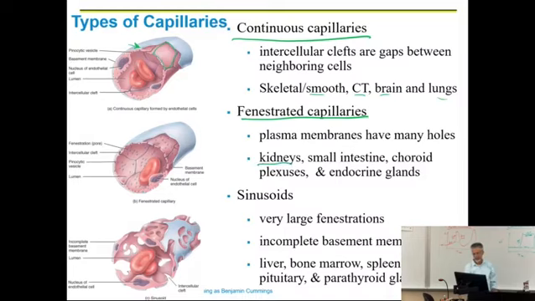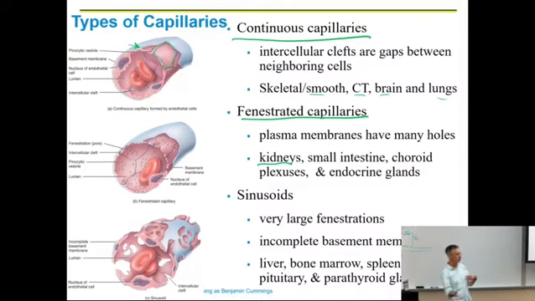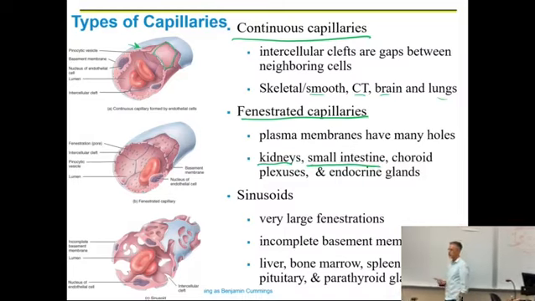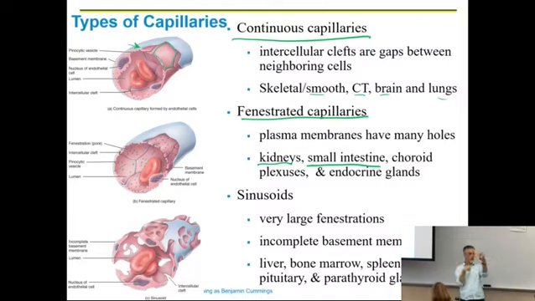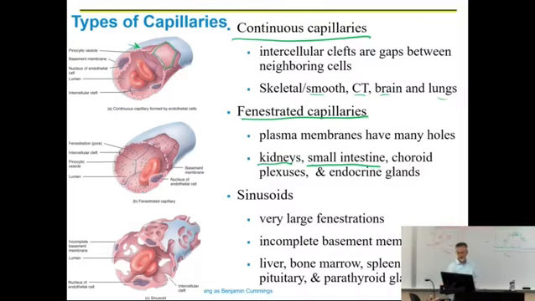So in places like the kidneys, we're constantly filtering and modifying the blood volume, the blood content, etc. So we want to make it easier for things to get across there. Small intestine. Small intestine is where we're absorbing nutrients that we've broken down in the digestive system. So we want to make it really easy to pull those nutrients into the body. What else do we have? Choroid plexus. What is that? You guys remember that? 201?